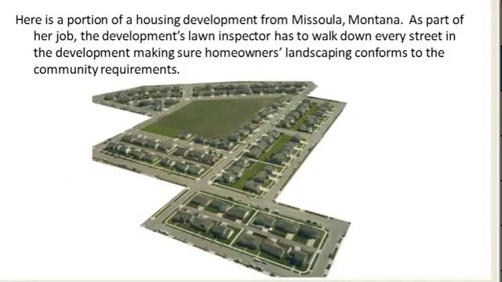So here's a portion of a housing development from Missoula, Montana. And as a part of her job, the development's lawn inspector has to walk down every street in the development, making sure that homeowners' lawns conform to the community recommendations. Now, you can sort of understand that if she has to do all this walking, she's going to want to figure out how to walk as little as possible, ideally being able to walk the entire development without having to backtrack along any streets.